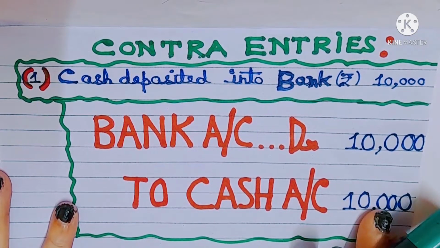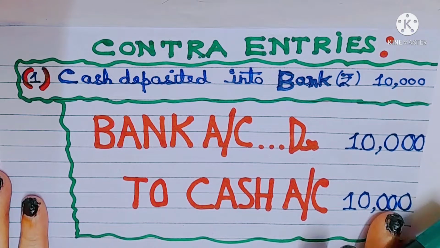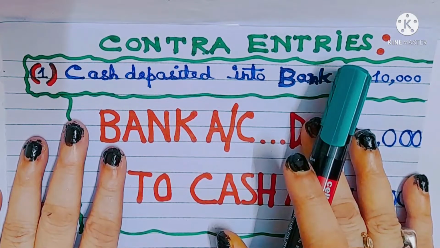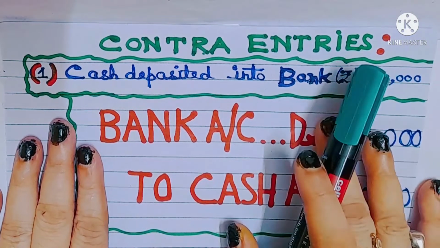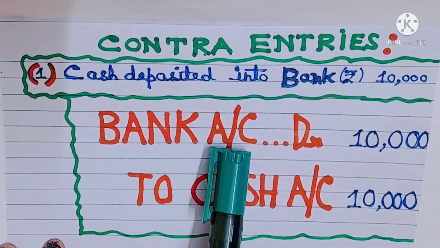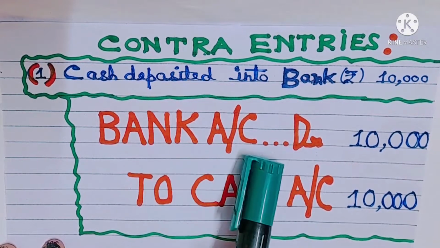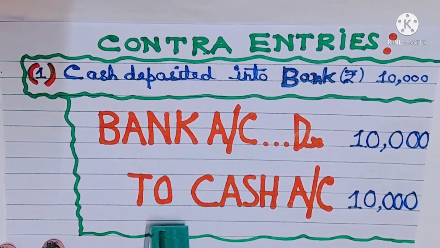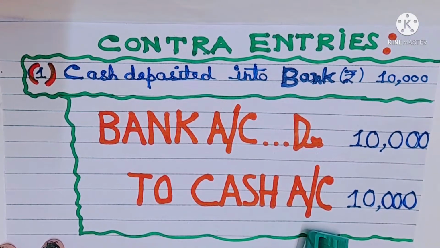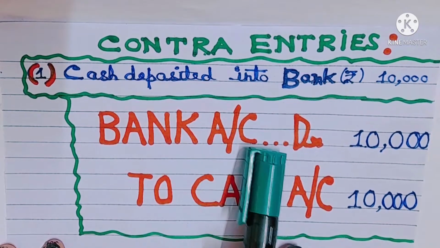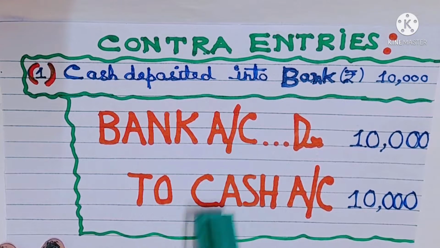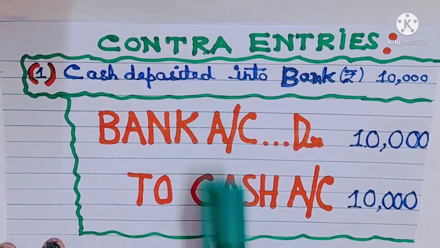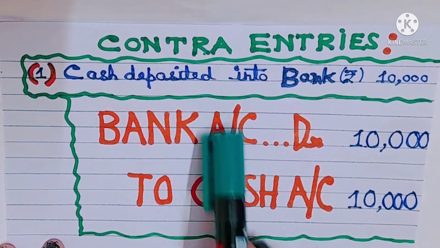Now let's do ledger posting. I hope you remember. Now let's see how to treat contra entries in a double column cash book. We have to see the position of both the accounts. We'll have to see the position of bank account as well as the position of cash account. Why? Because there are two columns in a double column cash book. There is a bank column as well as a cash column. So we have to see the position of both the accounts.